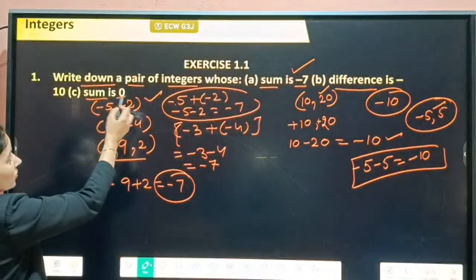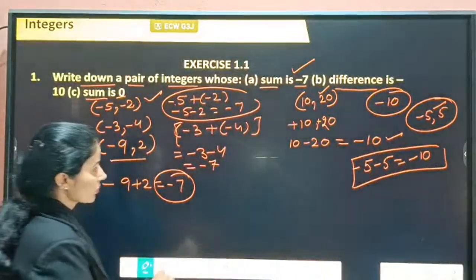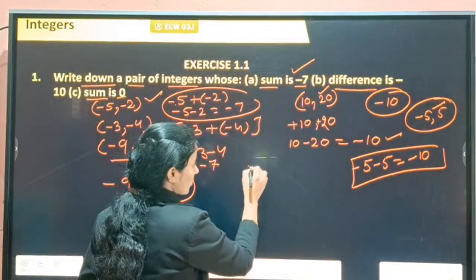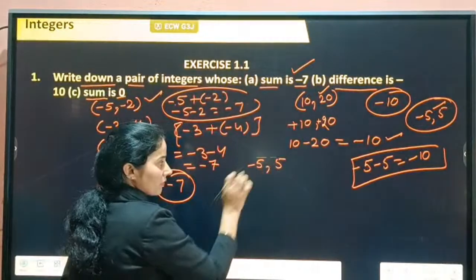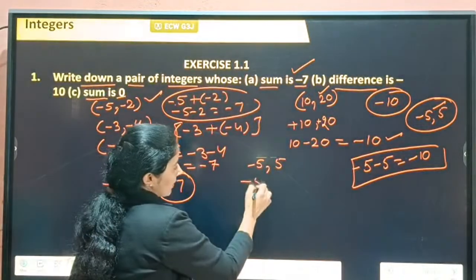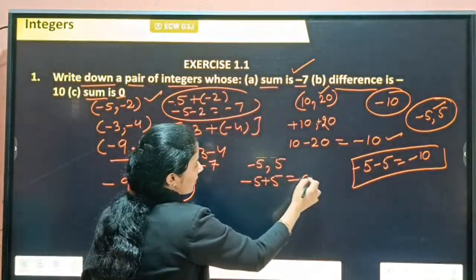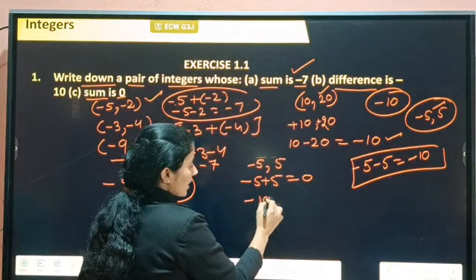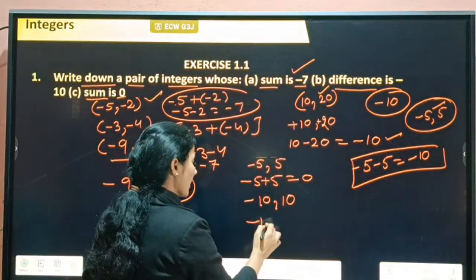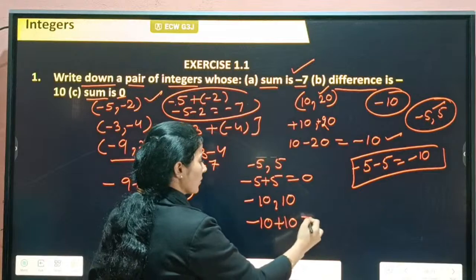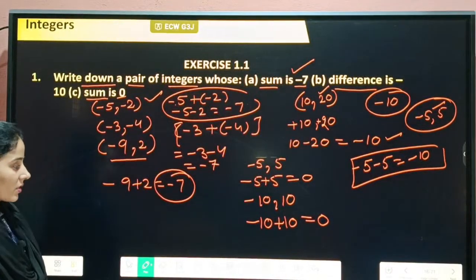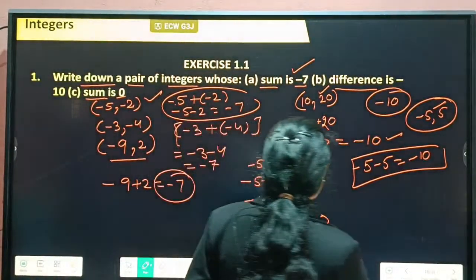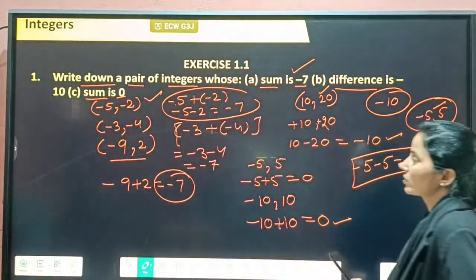Sum is 0. You can consider one positive and one negative integer, minus 5 and plus 5. Answer will be 0. Next is minus 10 and plus 10. If you add minus 10 and plus 10, then your answer is 0. In this case also you will get your answer 0. So many more pairs exist whose sum is 0.